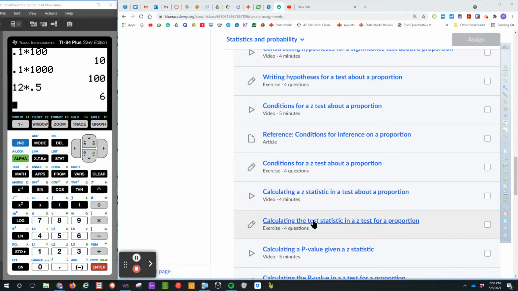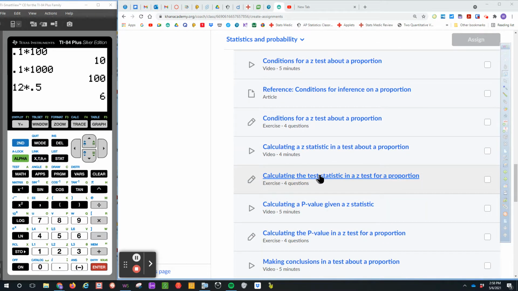So today, my last exercise was finding the conditions for a z-test about a proportion, and there were three of them, right? The random, the normality, and the independence condition. So today we are doing calculating the test statistic in a z-test for a proportion.